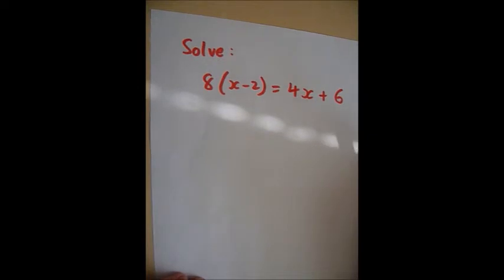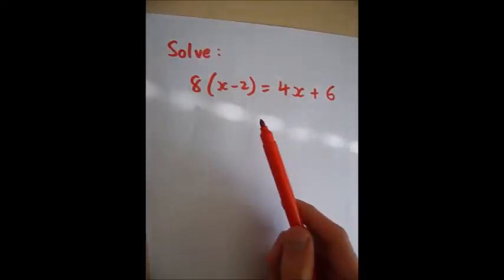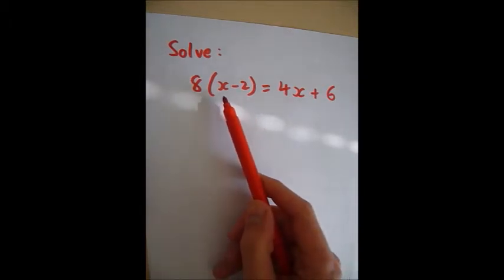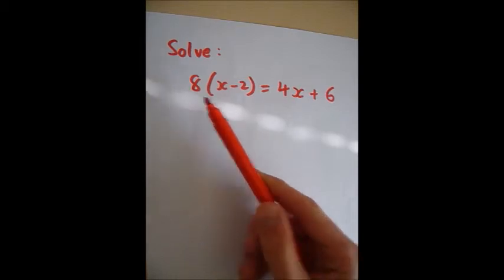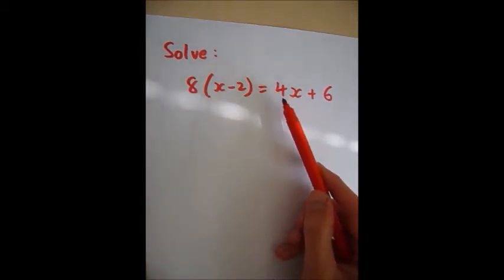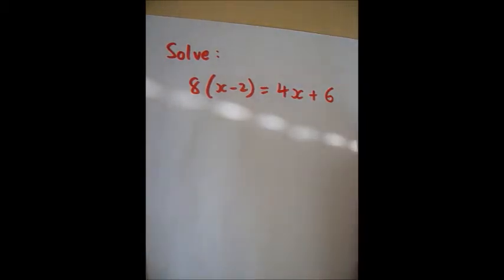Today we're going to have a look at solving equations. Here's an example of an equation we need to solve, and by solve I mean find out what value x has. So (x minus 2) times by 8 is the same as x times 4 add 6. So this is an example of a linear equation.